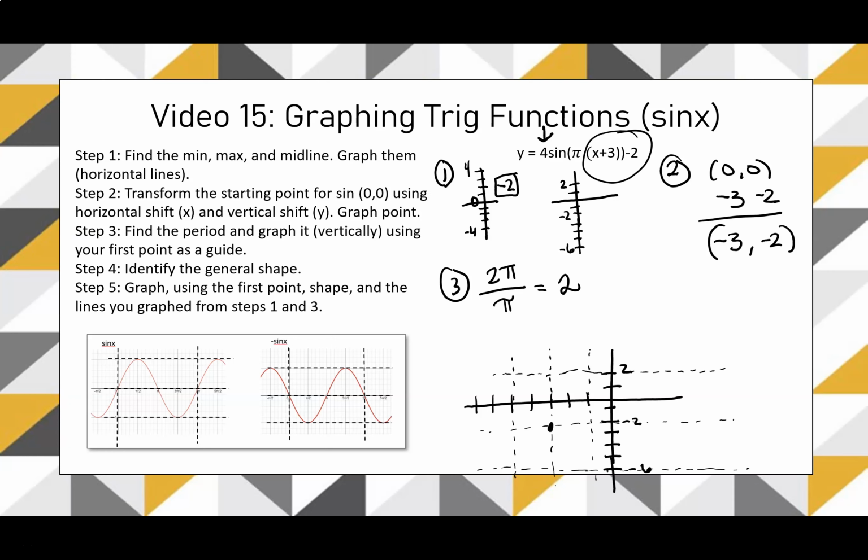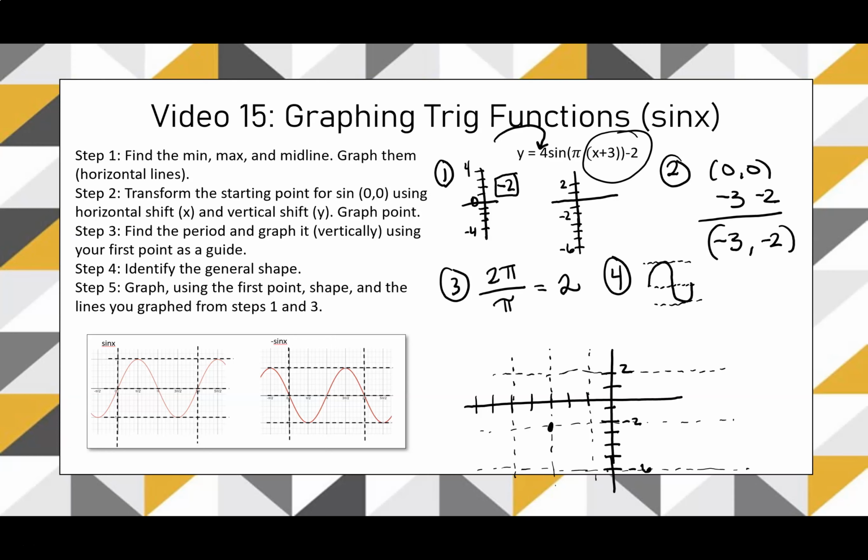All right, so now step 4 here is talk about the general shape. Go back to this value right here. It's a positive, so we know it's going to start up, then it's going to go down. Remember, it goes through the midline at the start, middle, and end. And then we've got our max and our min here.